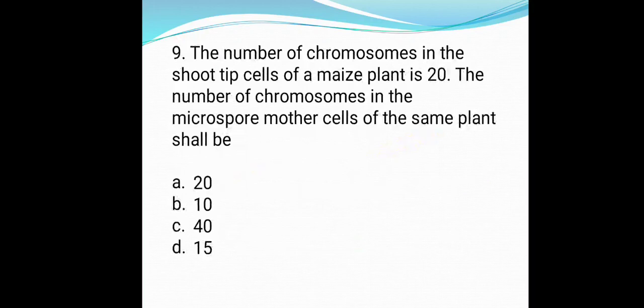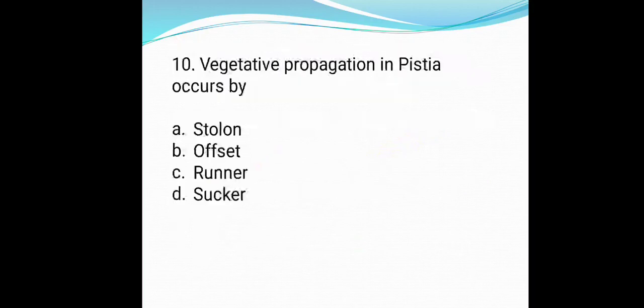The microspore mother cell undergoes meiosis to produce microspores. So microspore mother cells are diploid in nature and microspores are haploid in nature. So the correct answer is option A, that is 20. Let us see the next question.